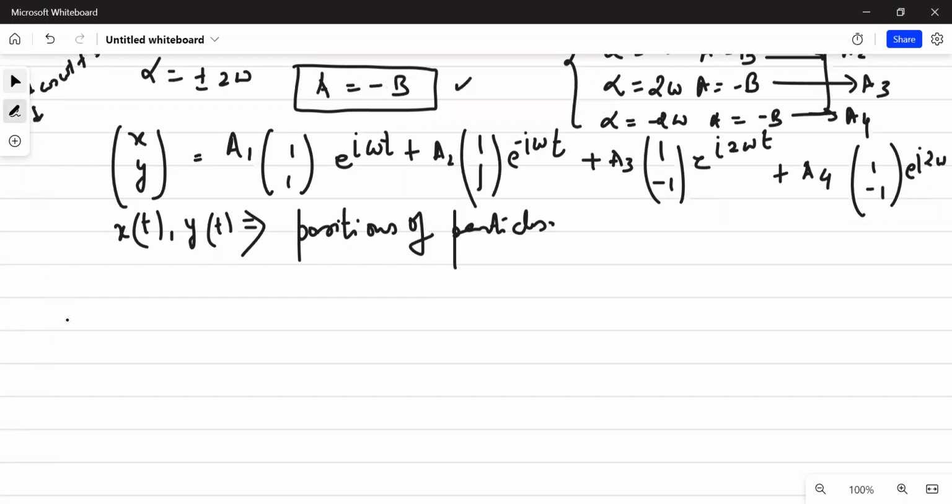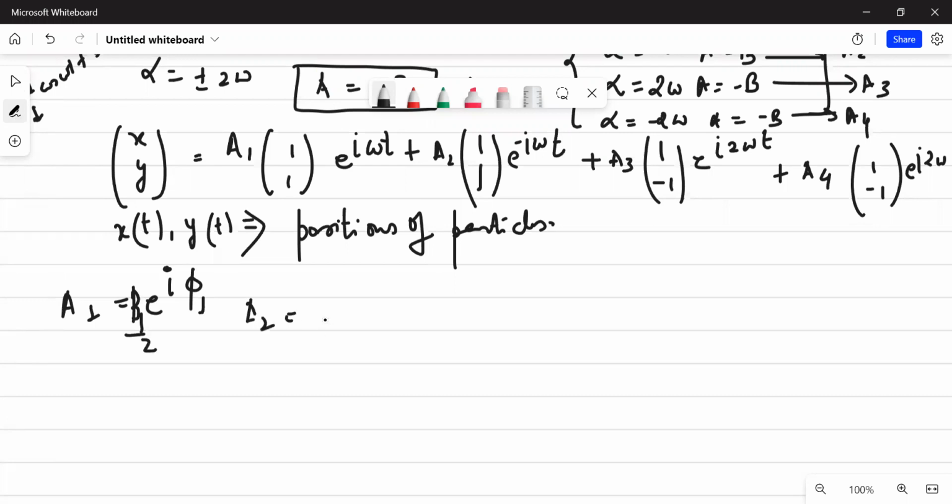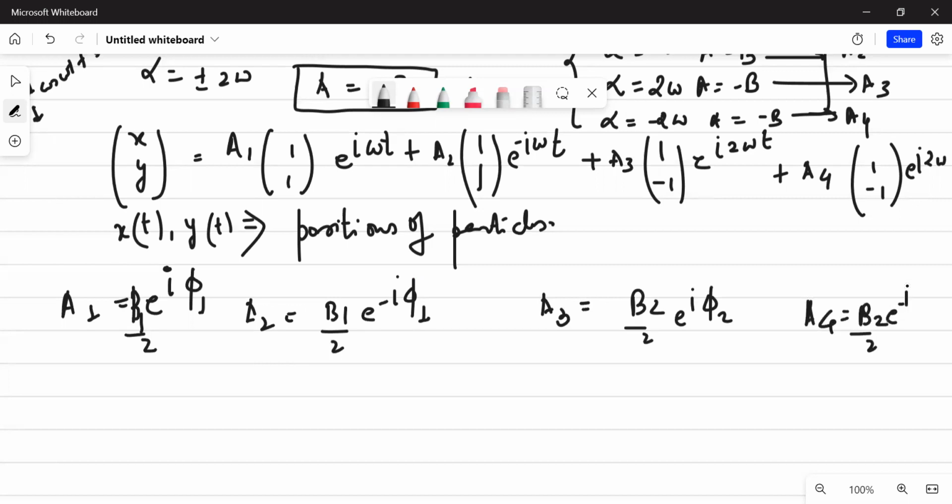So what I'll do, I'll take a1 as e की power iota phi, or you can say phi 1 for that matter, or you take some constant here. So you'll take b1 by 2 e की power iota phi 1. You take a2 as its complex conjugate, and you'll see why I'm doing that. Okay, a2 is the complex conjugate of the same. A3 if you take as b2 by 2 e की power iota phi 2, and a4 if you take b2 upon 2 e की power minus iota phi 2. Is that clear? मतलब अभी के लिए इतना समझो, यहां तक समझ में आई बात?